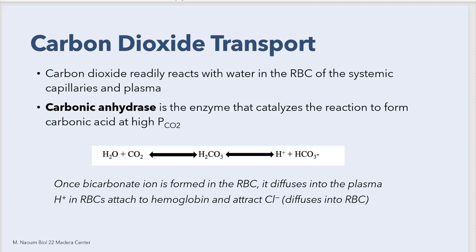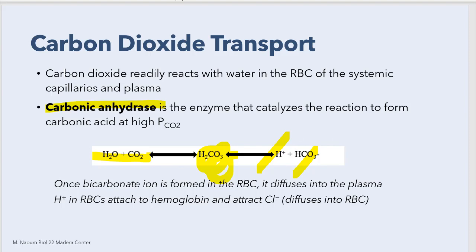When carbon dioxide is in the bloodstream, it will bind to water through the action of an enzyme called carbonic anhydrase, which will catalyze the reaction and give us carbonic acid. Carbonic acid will dissociate into H+ and bicarbonate in the blood, and this is how it's transported. Carbon dioxide is transported in the form of bicarbonate. 70% of it is transported in this way.